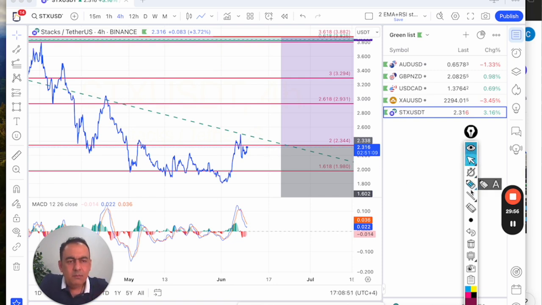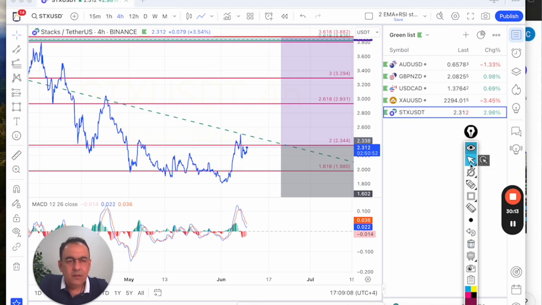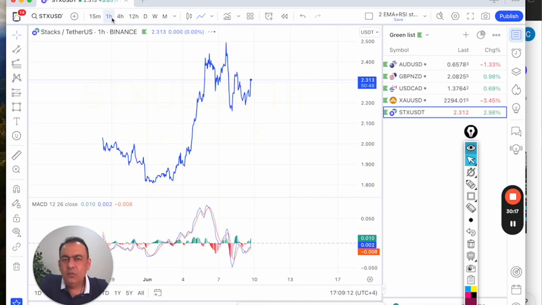instrument. You can buy half of that at the current market price, and you can put a second buy limit order around this level. So this is going to be the price level of 2.10 with the current market buy at 2.34 or 2.35. Promising setup, and you can make at least 2x.